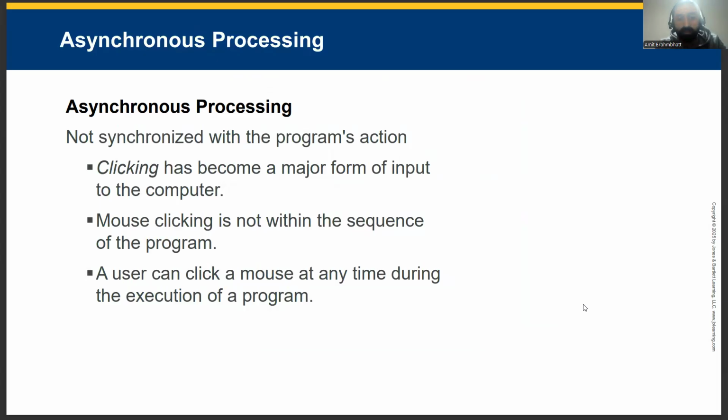Asynchronous processing describes actions not synchronized with the program's main flow. Mouse clicks are a common example. They can occur at any time and trigger independent event handling. Modern software relies heavily on asynchronous interaction.